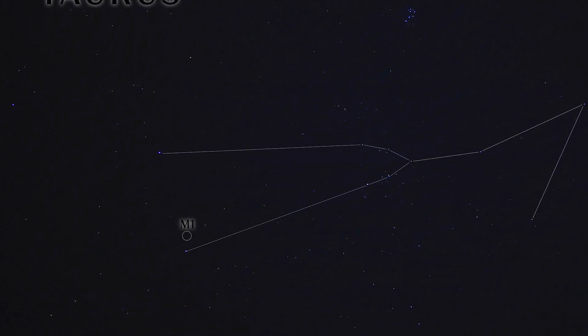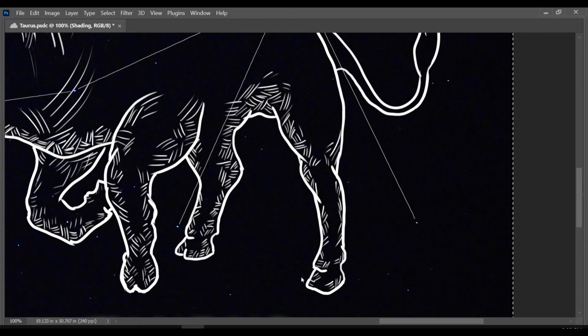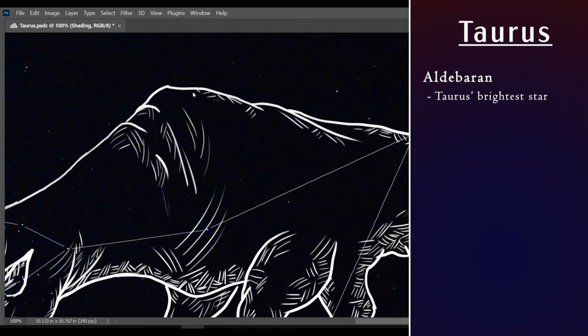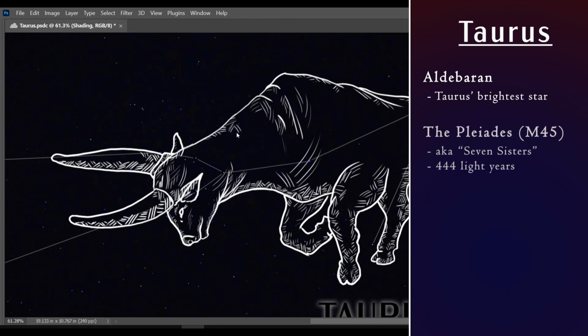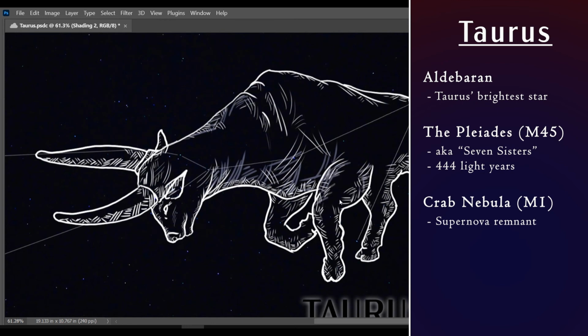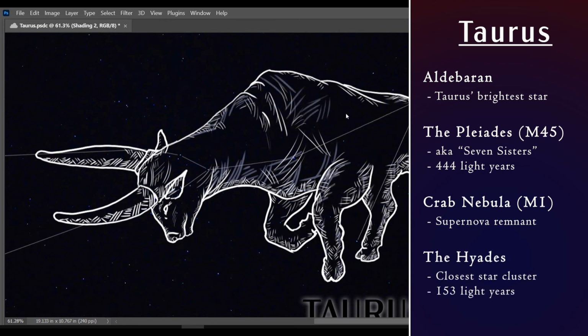So to recap, within the constellation Taurus, you have its brightest star, which is Aldebaran, which is Arabic for the follower. It follows the Pleiades across the night sky, which is also in the constellation Taurus, M45. Along with M45, we have M1, the Crab Nebula, and of course, we also have the Hyades. And the Hyades was not cataloged by Charles Messier, I imagine because it's so big and close, it's not easy to mistake it for a comet. But that is another interesting feature in Taurus.